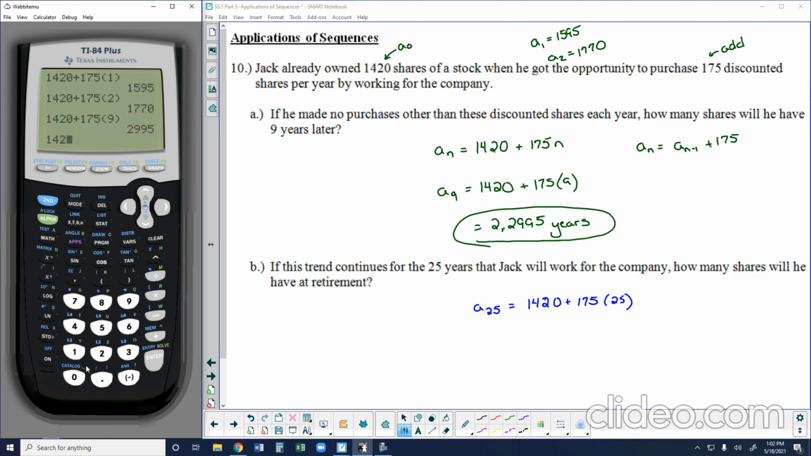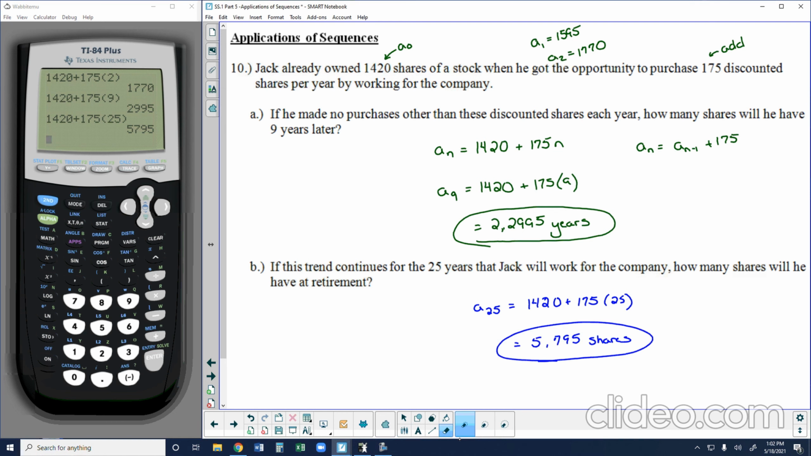And now we can find that over his 25 years, he's going to end up with 5,795 total shares after 25 years. Sorry, I labeled the previous one incorrectly. Let's change that to shares.